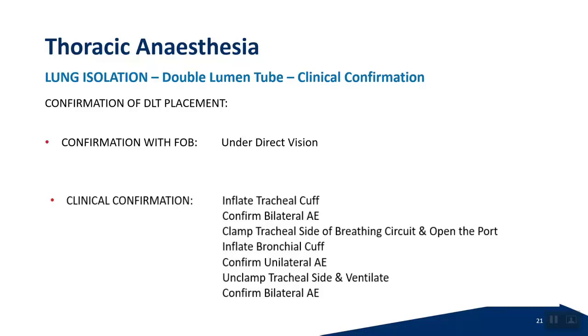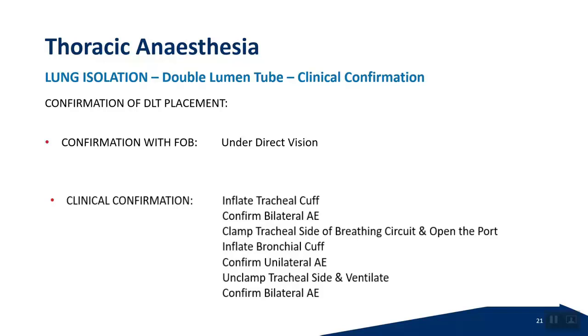Step 2. Clamp the tracheal side of the breathing circuit and disconnect the tracheal limb from the DLT. Inflate the bronchial cuff with 1 to 3 ml of air. Confirm unilateral air entry and no audible air leak. Step 3. Release the tracheal lumen clamp and close the port. Confirm bilateral air entry once again.